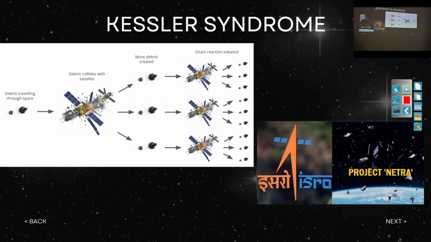So, Project Netra, an initiative by ISRO, an early warning system in space to detect debris and hazards to Indian satellites. That's all.